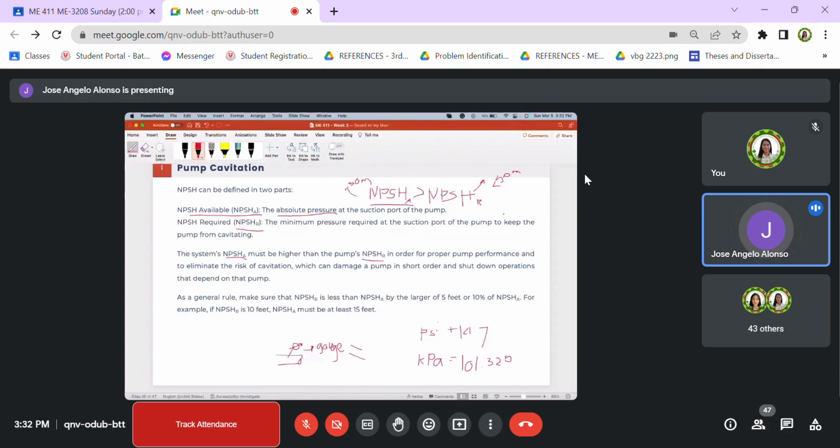So as a general rule daw, general guide lang naman to, make sure that the net positive suction head required is less than the net positive suction head available by a larger of 5 feet or 10% of NPSHA. For example, if the net positive suction head required is 10 feet, then the available must be at least 15 feet.